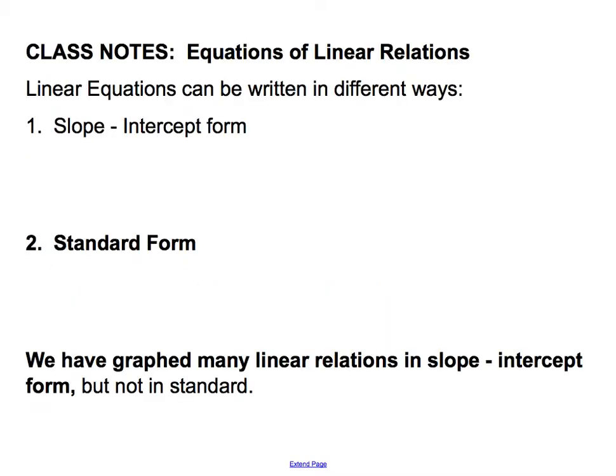So there are two different ways that we can write a linear relation. The one that we've been dealing with so far is actually called slope-intercept form. If you notice, all of the equations that we have been given have had y by itself. Here are some examples. We have graphed y is equal to 2x plus 1. We have graphed y is equal to, I don't know, negative 5x plus, we can even put a fraction in there.